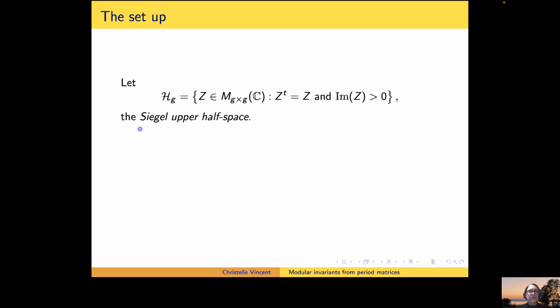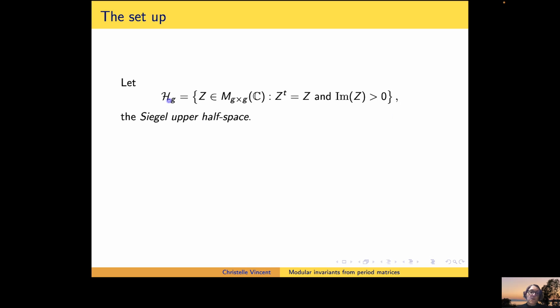First, we will consider the Siegel upper half space. It's the space of all g by g matrices. So we pick a positive integer g, and we take all the g by g matrices with complex entries. These matrices have to be symmetric, so Z is equal to its transpose. And the imaginary part is positive, by which I mean, if you take the imaginary part of each entry in the matrix and compute the determinant of that, that should be a positive number. So you take all the matrices of that kind, that are symmetric and have positive imaginary part, and you call the set of these the Siegel upper half space.